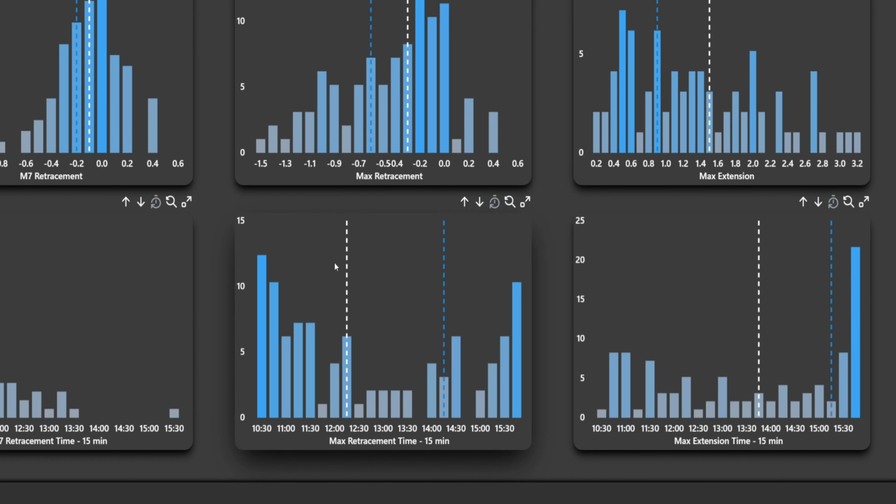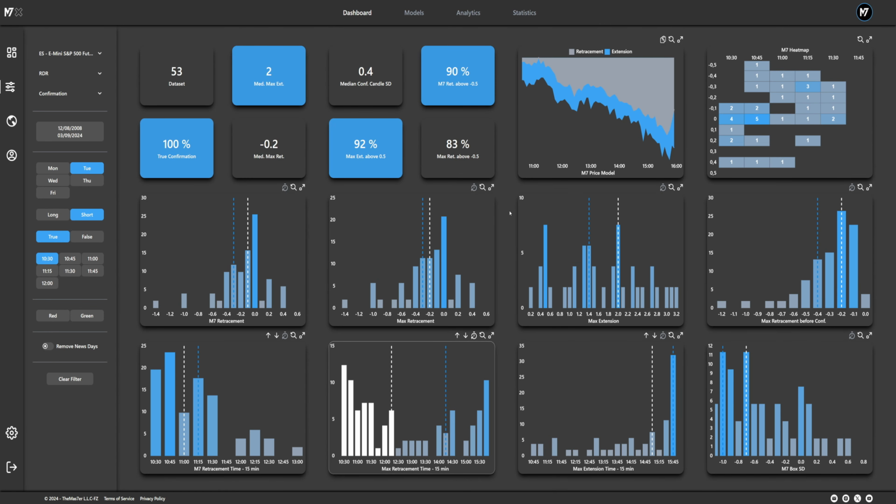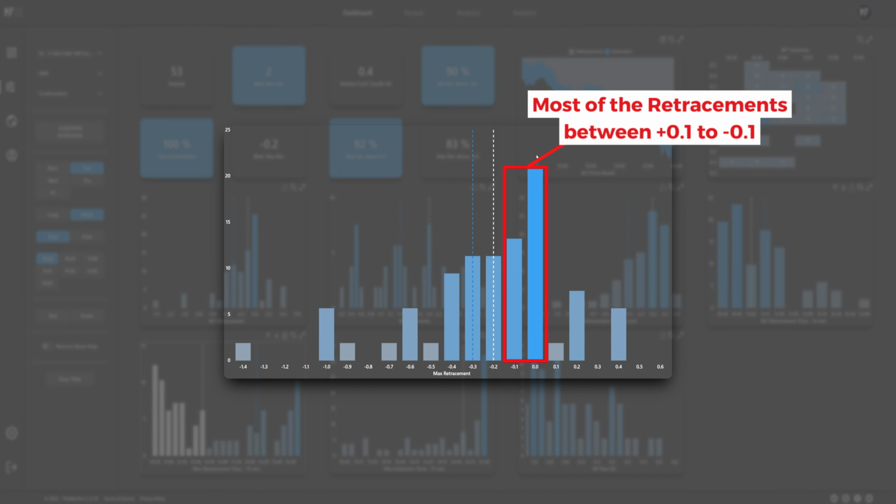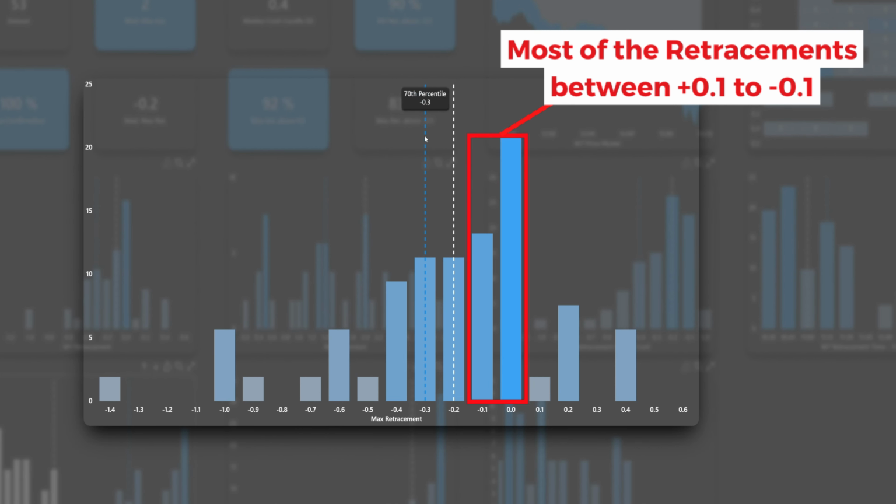Now, if you manage to enter in this time period up until 12:15 p.m., you can cross-filter only for that time and see what has happened in the past. Focusing on the retracement areas, we can see that most of the retracements in the past happened at 0 to plus 0.1 and 0 to minus 0.1. Around 70% of retracements reach the minus 0.3 retracement area.